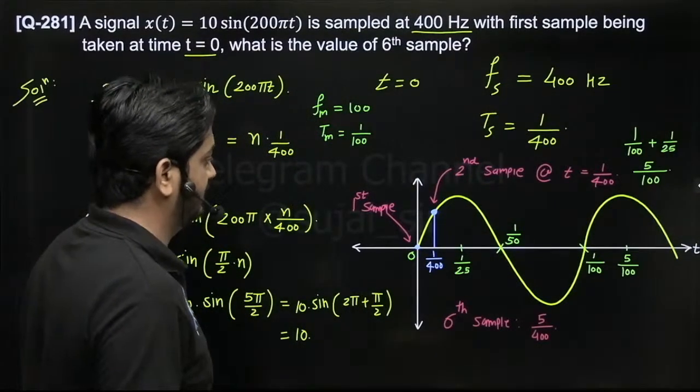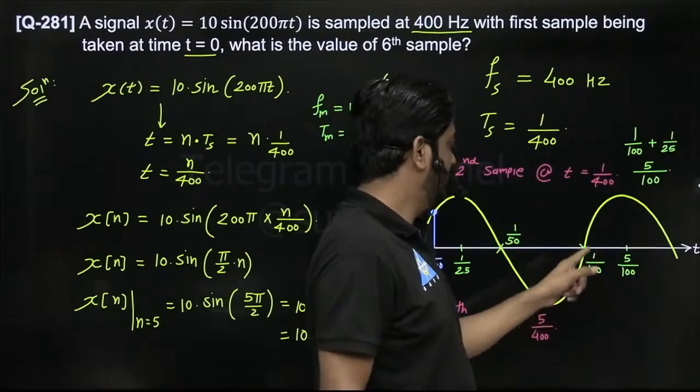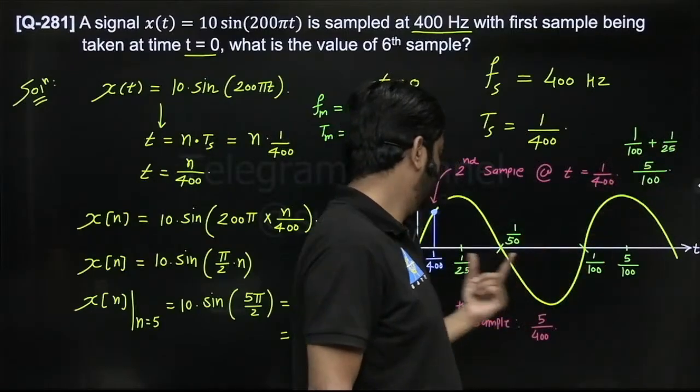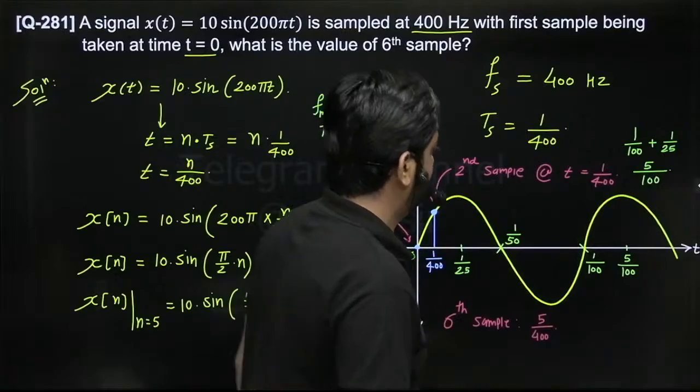1 by 20. Correct. Okay, this is 1 by 25. This is 1 by 50. This is 1 by 100. In 1 by 100, add 1 by 25. This much. If you are by 25, this is 4 plus 1. So here it is 5 by 100, guys. Okay.